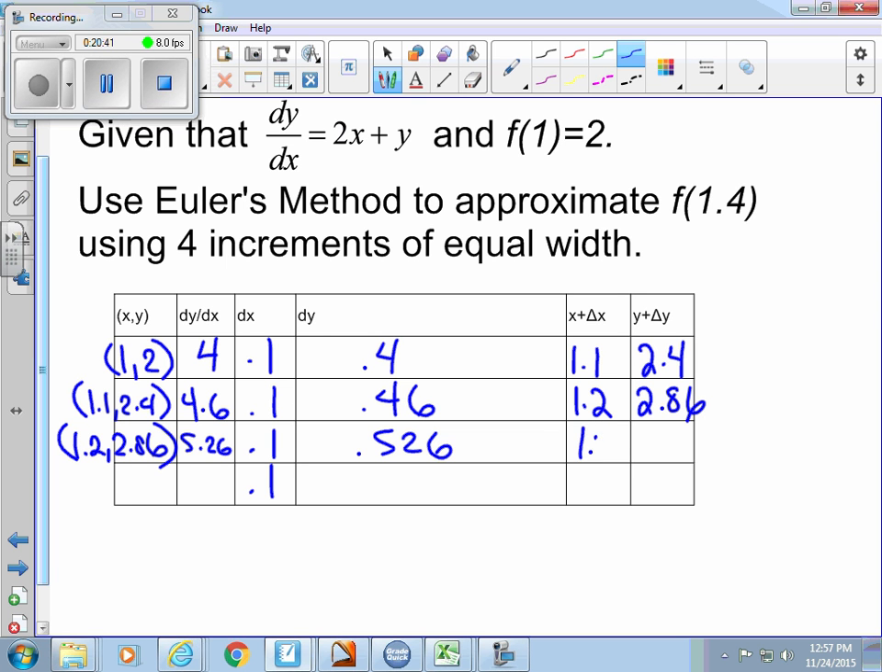1.3 and 2.86. 2.86 plus 0.526 is 3 point something. 3.386. You do not have to do this without a calculator. Euler's method is going to be something where you can type it in.